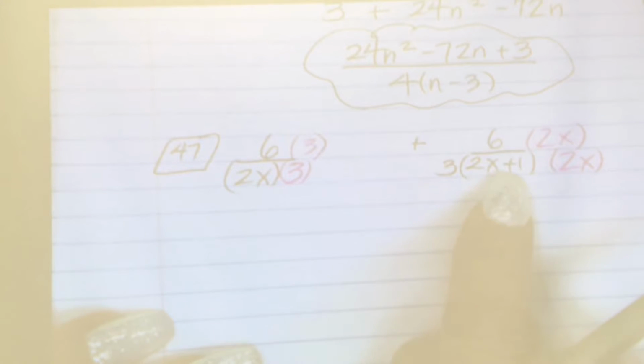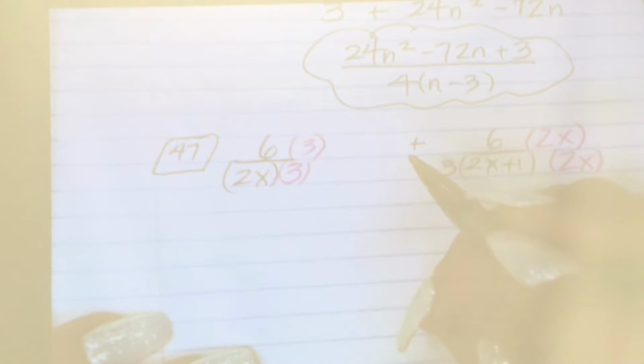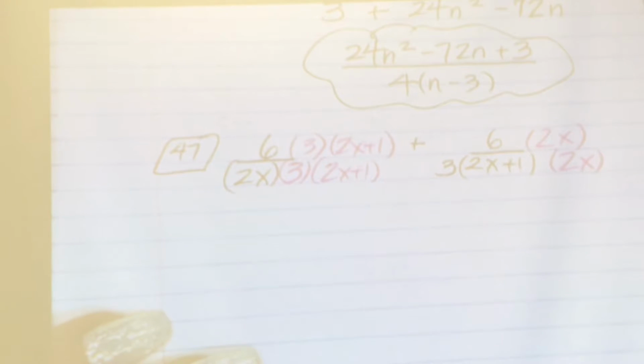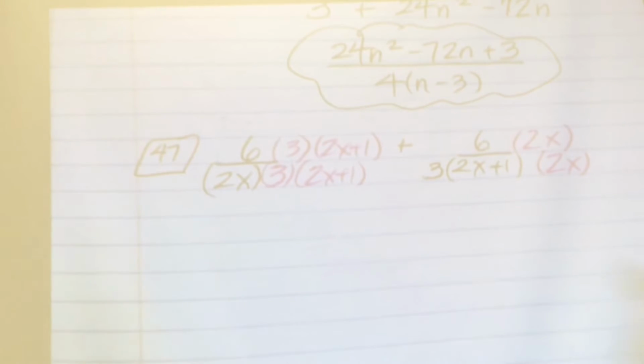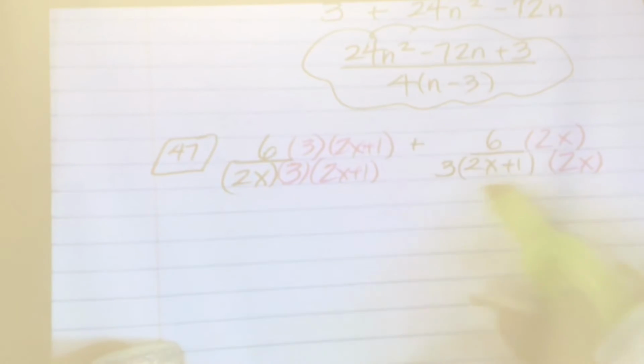This guy has a 2x plus 1. Can you just put plus 1 here? Can you just do that? No. You have to give them 2x plus 1, the whole thing. Those were two different numbers. Now, I see that my denominator says 3, 3, 2x plus 1, 2x plus 1, 2x, 2x. Now I'm ready to go.